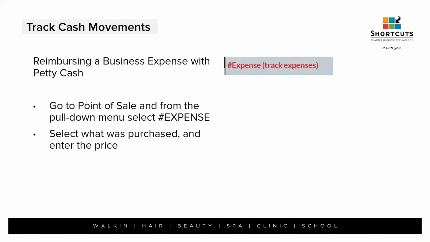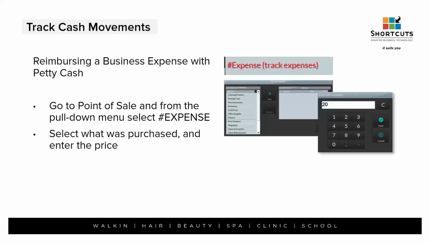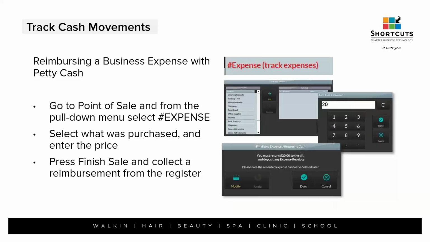Also, let's say one of your staff members or even you stopped by the beauty supply earlier today and you used your own cash out of your pocket to buy something, but you want to take the change out of the register to reimburse you for that. You also have the ability to choose expense as the reason. So then Shortcut says, okay, you just paid for something. I'm going to give you cash back from the register. So that's what the expense option is.